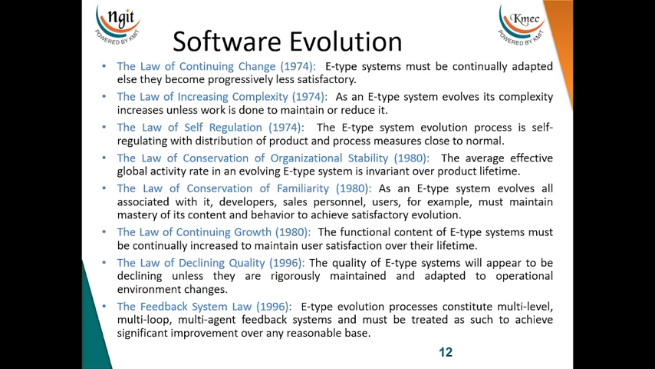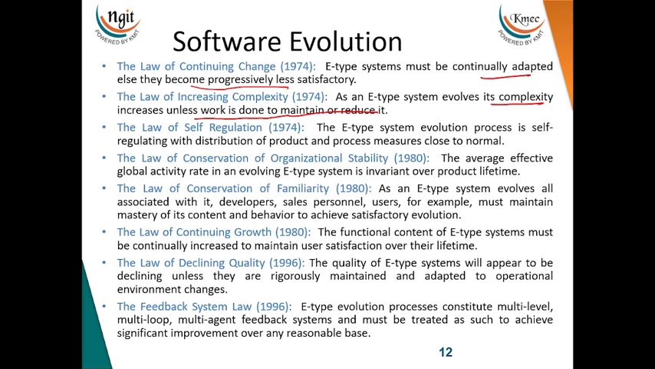Definitions. Then, as I told you, there are some rules which we are going to see. Law one, the law of continuous change, which was published in 1974. E-type system is nothing but your software. E-type systems must continuously adapt or they become progressively less satisfactory. They have to adapt to the new changes. The law of increasing complexity says that complexity will increase unless work is done to maintain or reduce it. You have to do the work.